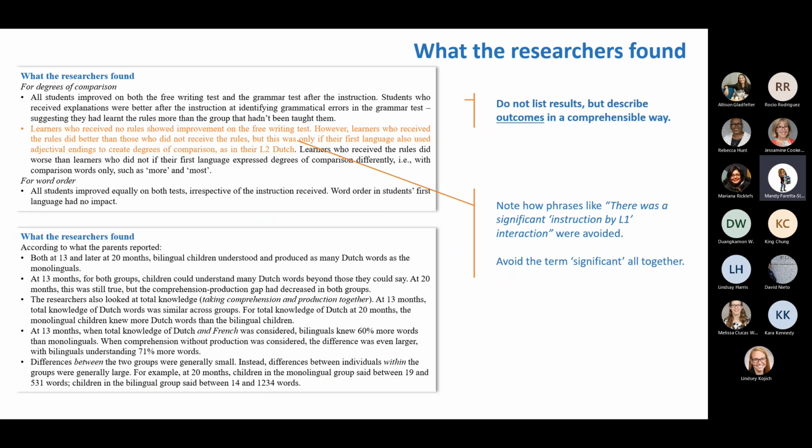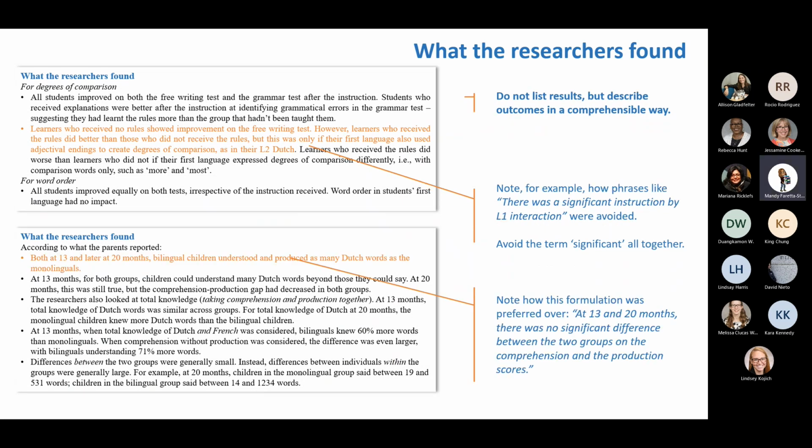So instead of saying something like, there was a significant interaction between this group and this intervention type, right? You're going to have to reword that in a non-technical way, sort of avoiding stats terms altogether. And then a number of different examples. So here, for example, the original statement was something like, at 13 and 20 months, there was no significant difference between the two groups on the comprehension and the production scores. Sounds totally fine to me. For the OASIS summary, they rewrote that as, both at 13 and later at 20 months, bilingual children understood and produced as many Dutch words as the monolinguals. So much less technical.